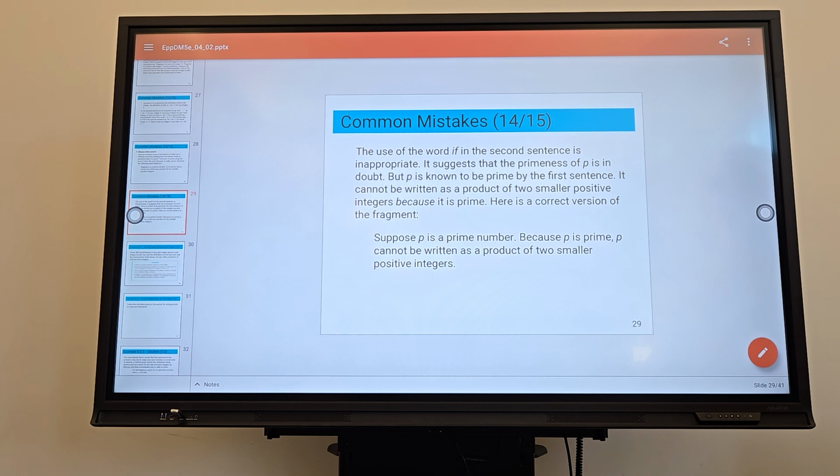Here is a correct version of that fragment. Suppose p is prime. Because p is prime, p cannot be written as a product of two smaller positive integers. "Because" instead of "if," to make it clear what's going on.